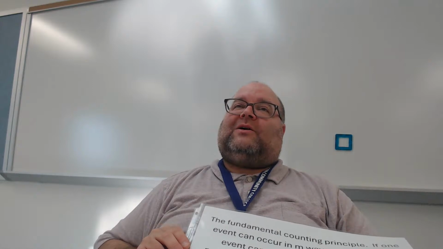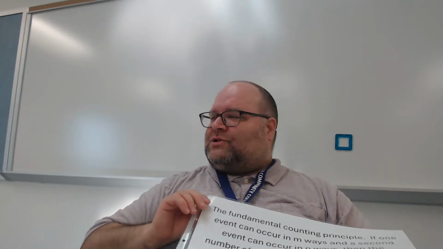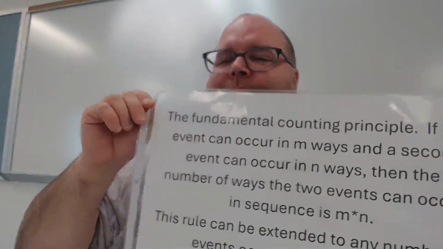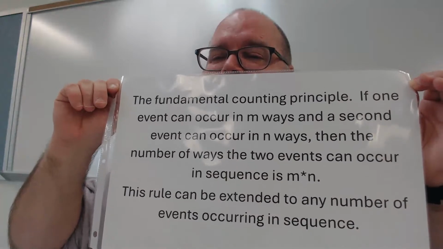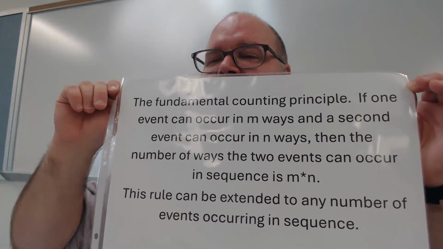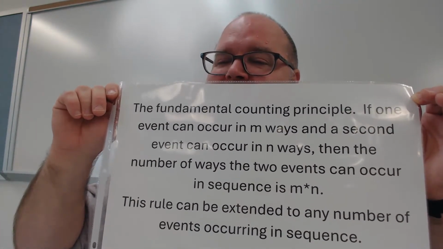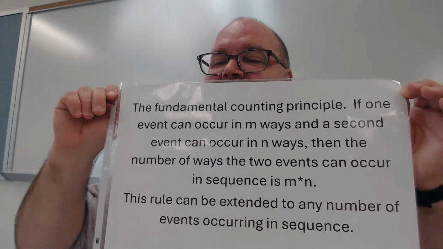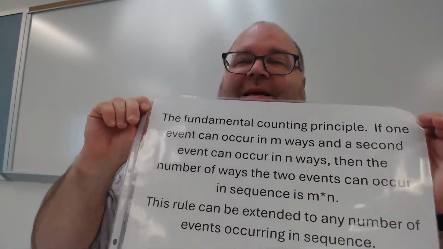Determining the cardinality, or the number of elements in a group or a set, is one version of counting, but in a grander scheme of things, the fundamental counting principle states that if an event can occur in m ways, and a second event can occur in n ways, then the number of ways the two events can occur in sequence is m times n. This can be extended to as many different elements as we would like.